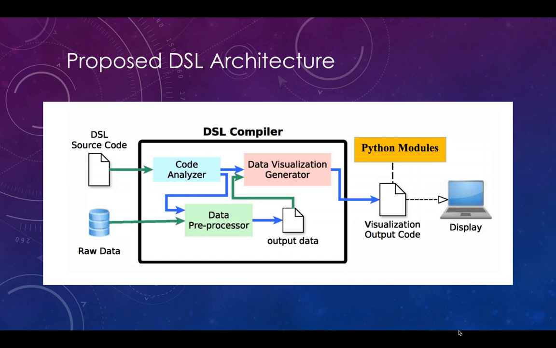The data processor will use the raw data, process it, do all the calculations and mathematical equations, and create a 2D array output data. That array will be used by the data visualization generator, and that module will use matplotlib in Python modules, and then it will create and display the right output.